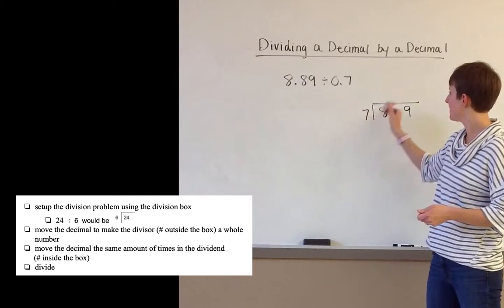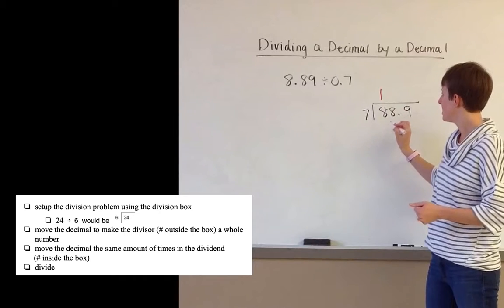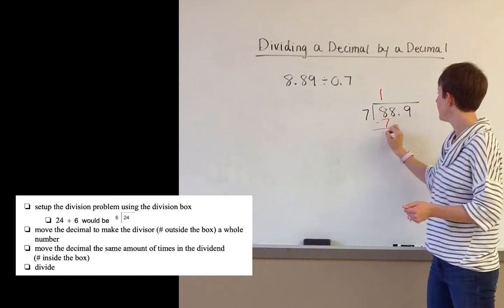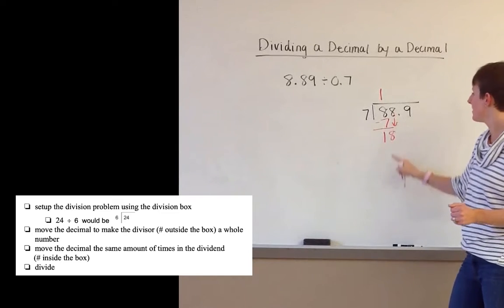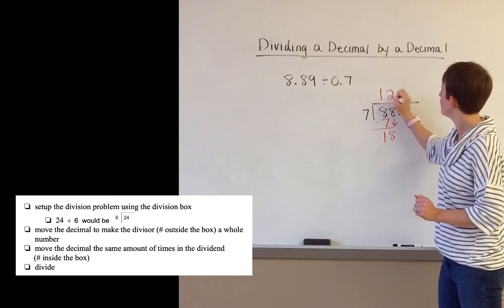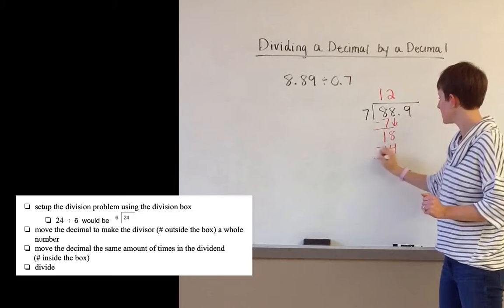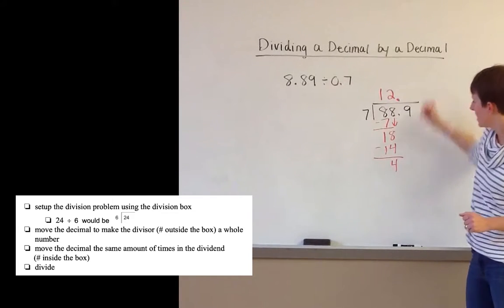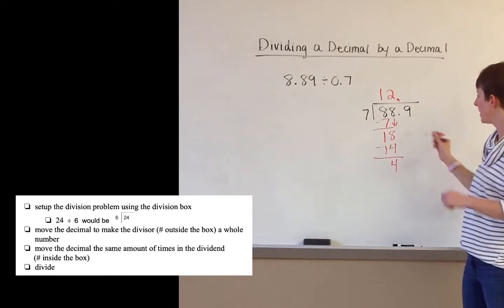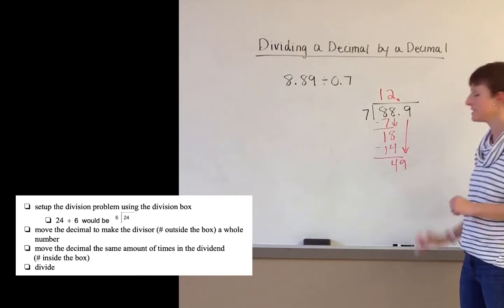8 tens to divide into 7 groups. There's going to be 1 ten in each group. I've used 7. I have 1 left over. Break it into 10 ones and bring down my 8 ones I already have. There's going to be 2 ones in each group. I've used 14. There's going to be 4 ones left over. I've reached my decimal point, and those 4 ones that I have left over, I'm going to break them into 40 tenths and bring down my 9 tenths.